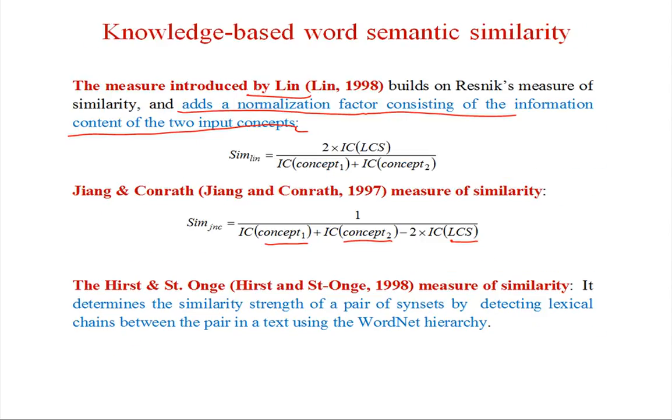Hirst and St-Onge measure of similarity determines the similarity strength of a pair of synsets by detecting the lexical chain between the pair in the text using the WordNet hierarchy.